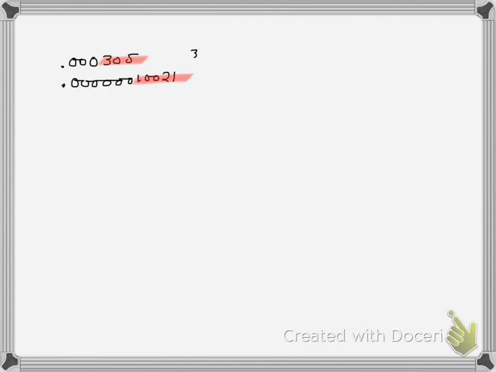So we would write 3.05 times 10 to a negative power, because we're going to make a small number here, a much smaller number, and we're going to write 1.0021 times 10 to the negative power. So these powers are going to be negative, indicating they're going to be very small numbers.